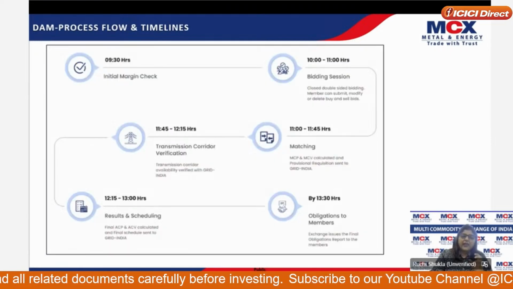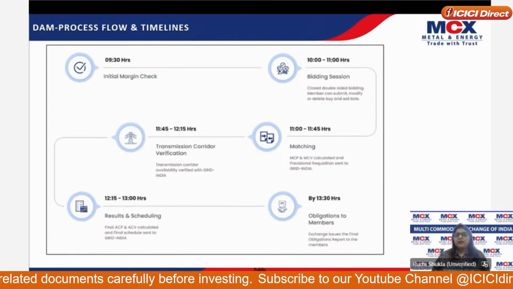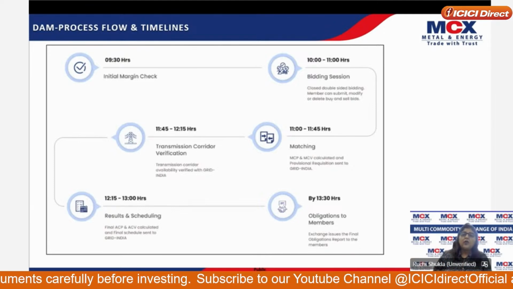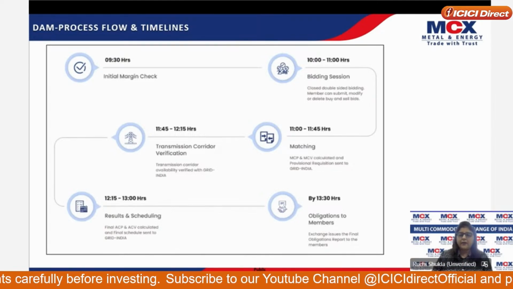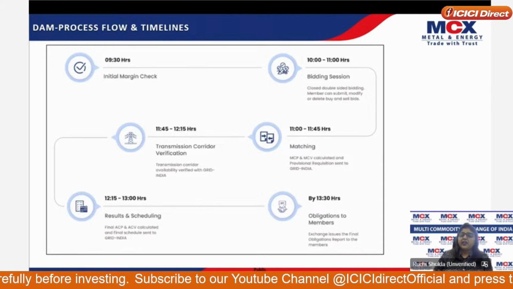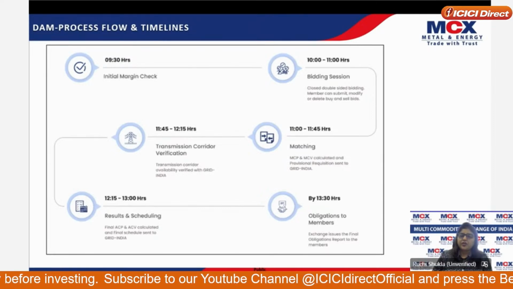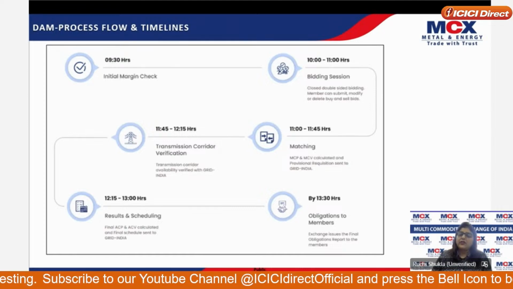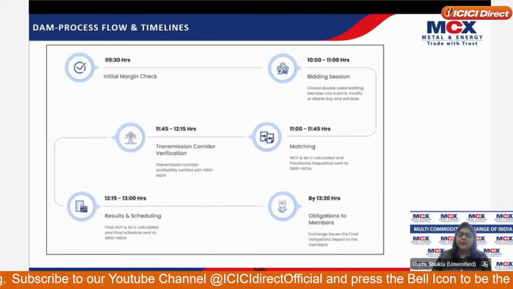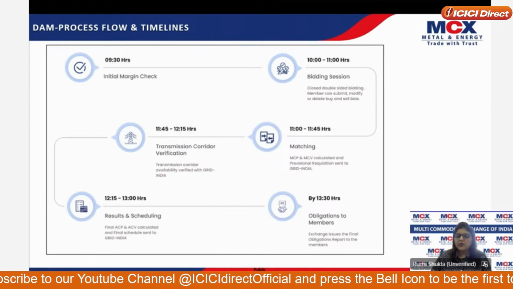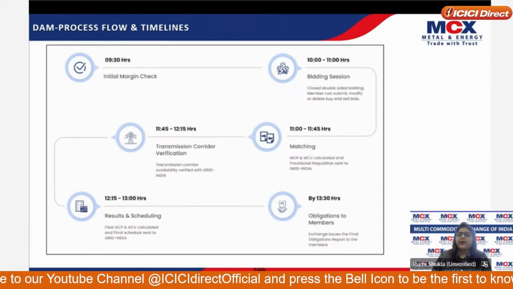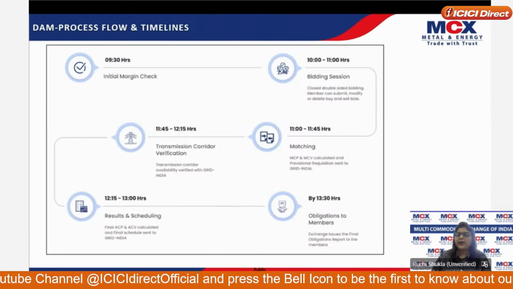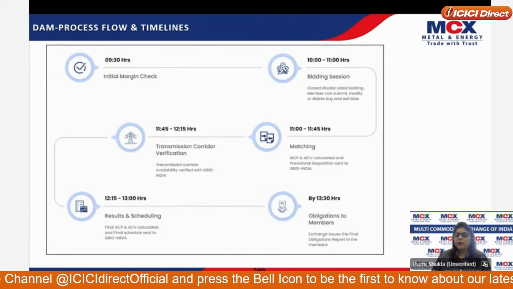And if we go into this cycle, it starts from say 9:30 in the morning. Today at 9:30 in the morning, the session is starting for tomorrow. This is entirely on the IEX day-ahead market we are talking about. So at 9:30, the initial margin checks and all happen at the exchange. 10 to 11 is the bidding session. It's a closed double-sided bidding session. So all the bids can be provided for the 96 blocks.